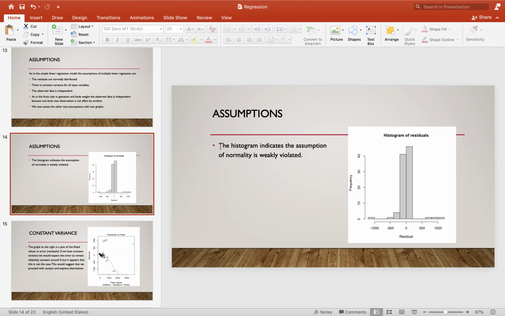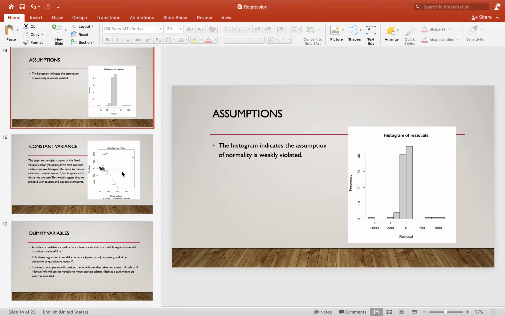The histogram indicates the assumption of normality. Hey, it doesn't look perfectly bell-shaped with a peak in the middle and a symmetric curve to it, according to this histogram. Okay, it looks kind of skewed. So the assumption of normality, we would say, is weakly violated. It does have a peak. It has some resemblance of symmetry.